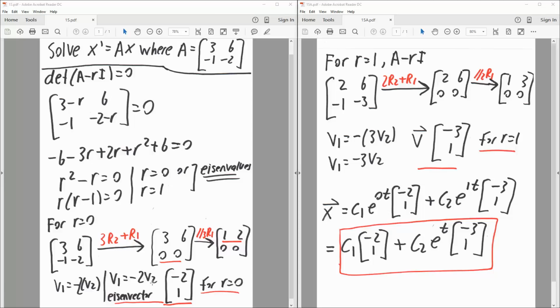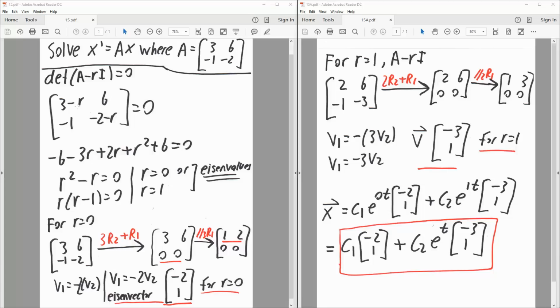And so if v1 is, say, negative 2, that means v2 would be 1. Because if we plug in 1 for v2, we get negative 2. And so v1 is negative 2. And so this is our eigenvector for r is equal to 0. And the next thing that we're going to do is do the eigenvalue of r is equal to 1.